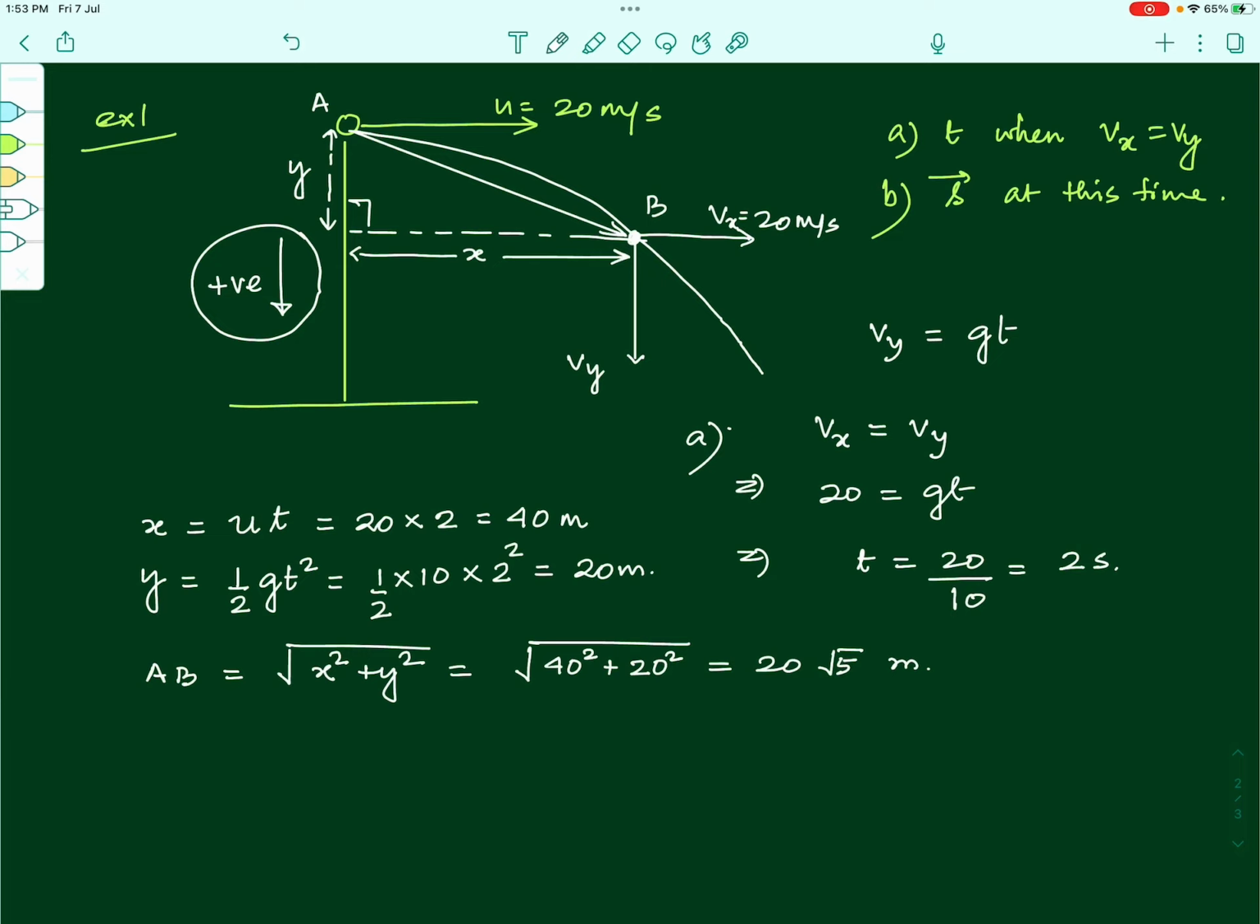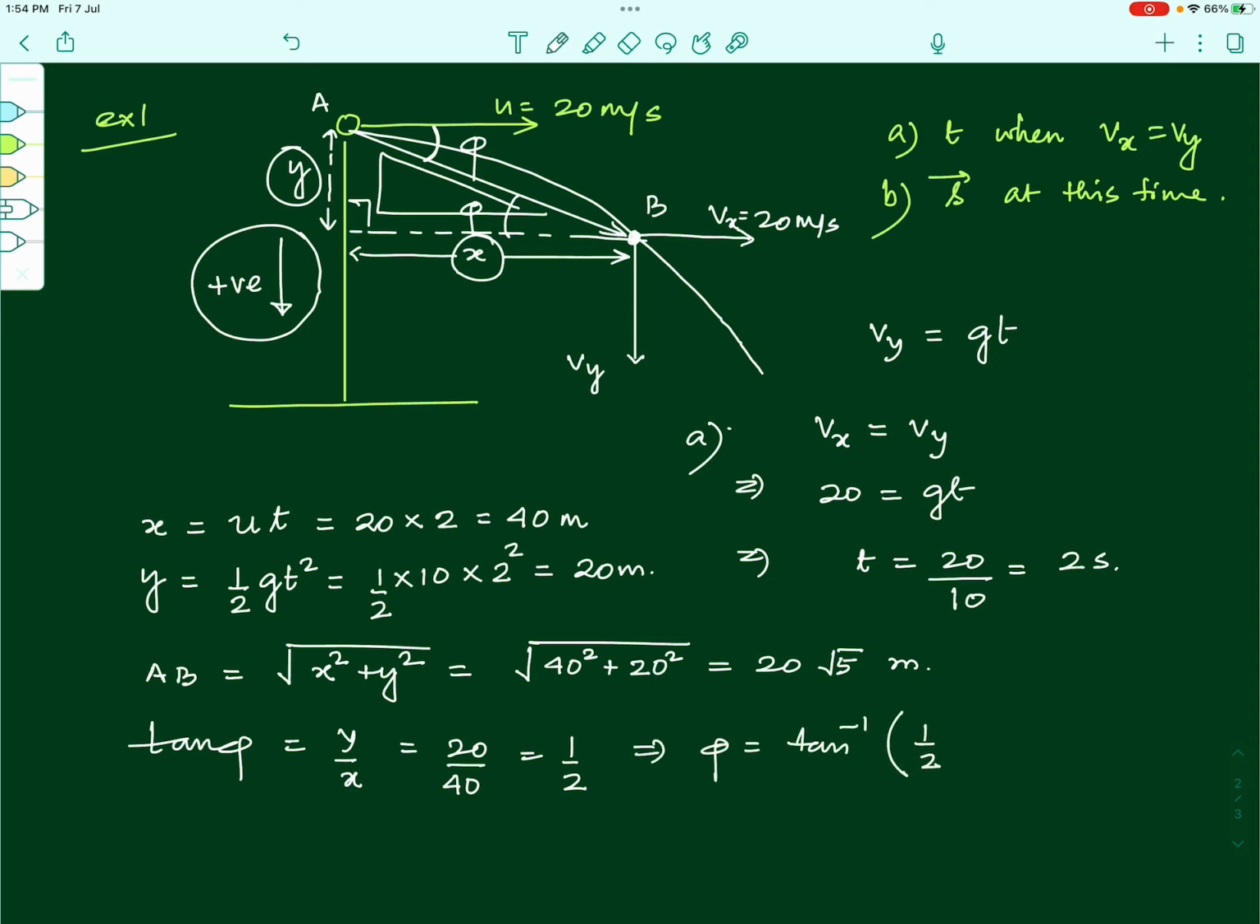We can also find out the direction of the displacement to get all the information about it. Maybe we can try finding out this angle. Let's call this angle phi as the angle that the displacement vector AB makes with the horizontal direction. We can write tan phi is equal to, see, understand that this angle will also be phi then, and then we can write tan phi is equal to y by x, opposite by the base in this particular right angle triangle. So y by x, which will be 20 by 40, 1 by 2. So phi is equal to tan inverse of 1 by 2 becomes the direction of this displacement, right?